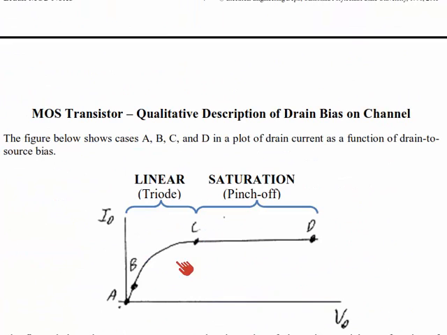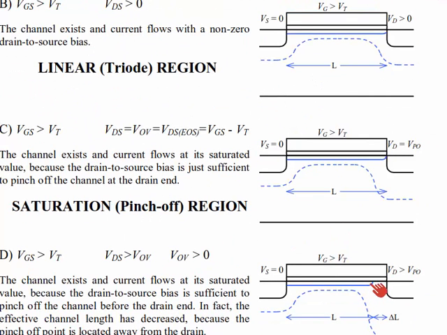If we look at that in the current-voltage characteristic, the current remains roughly constant between case C and case D. And one way to see that is because the pinch-off point happens at the channel location where we reach the threshold condition.